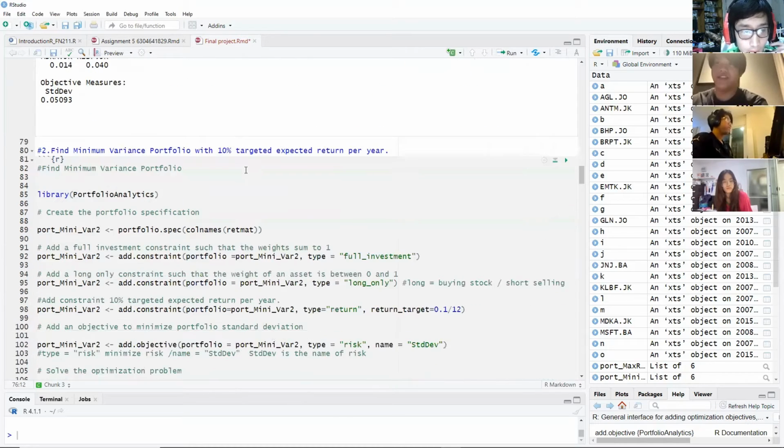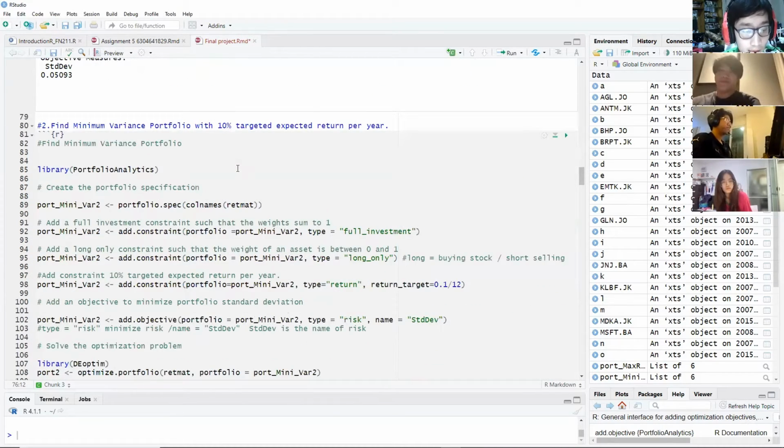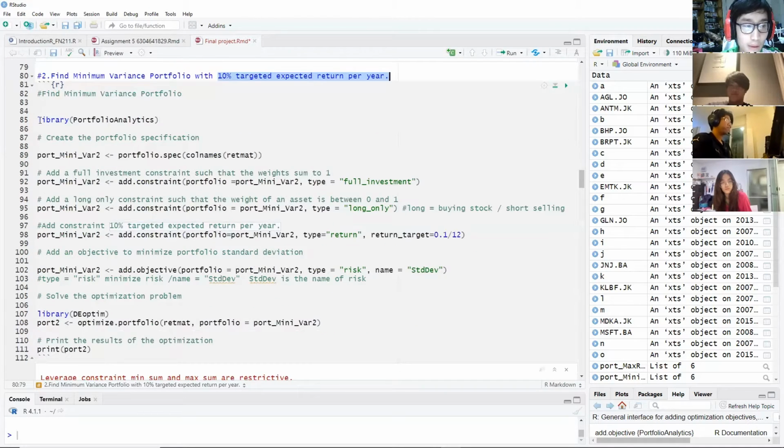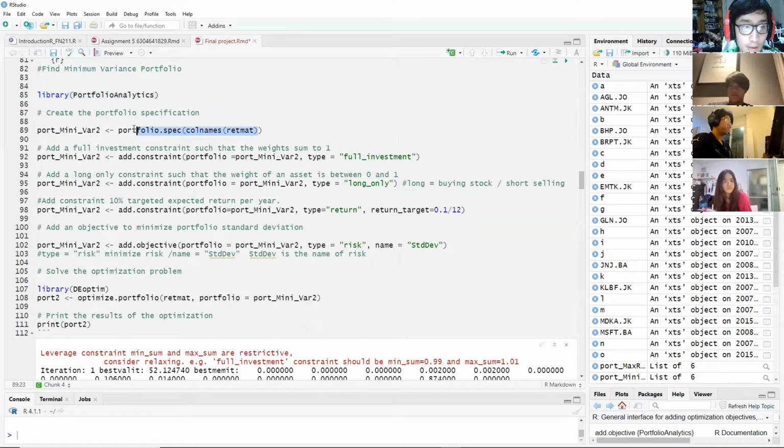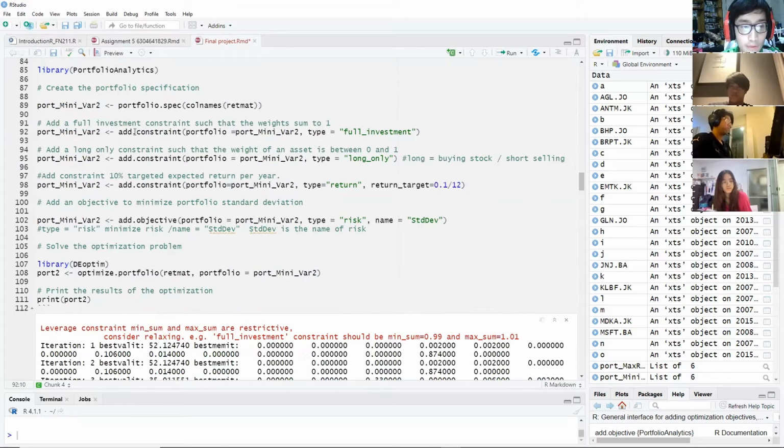Next, similar to the previous one, for the second one, we will find the minimum variance portfolio with a 10% targeted expected return per year. So we start by running the portfolio analytics and then put all the data into the port mini variance tool, which is the variable that we created for it. And then we keep adding the constraints full investment and long only.